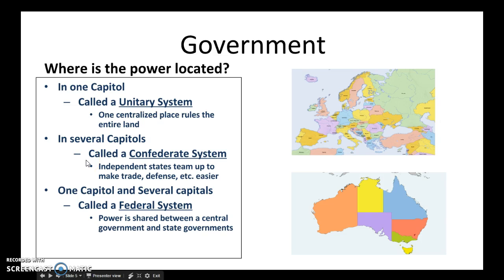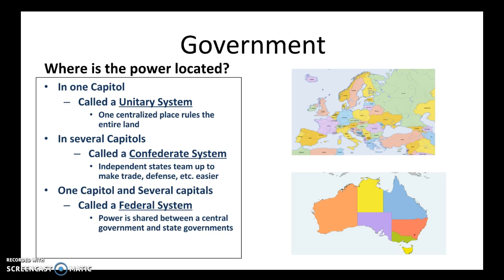An option that is completely different than that is what we refer to as a confederate system. A confederate system involves a territory that is divided up into independent states. These independent states each have their own leadership, their own capital, a place that makes the rules for them, but they might team up with one another, group together to make common decisions that involve trade or protection from other countries, things like that.